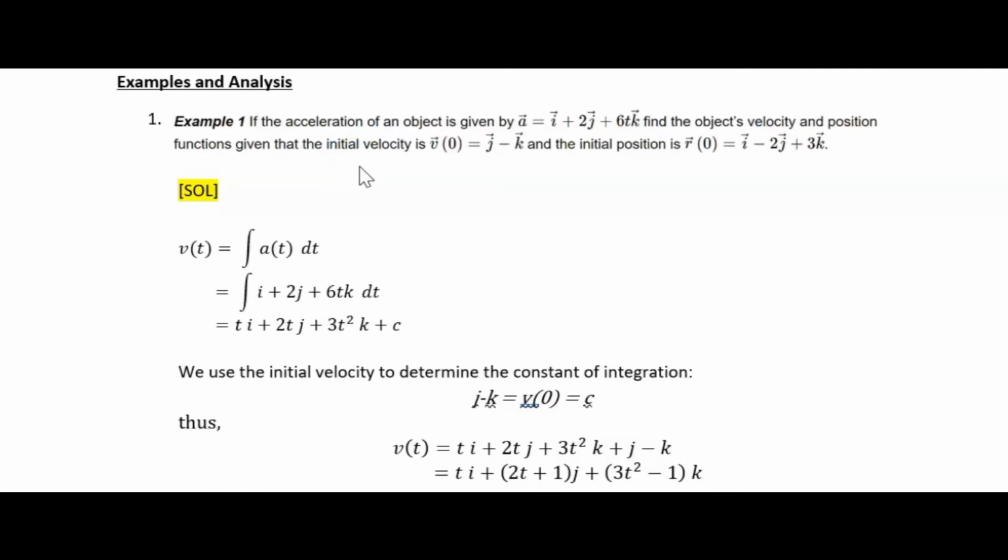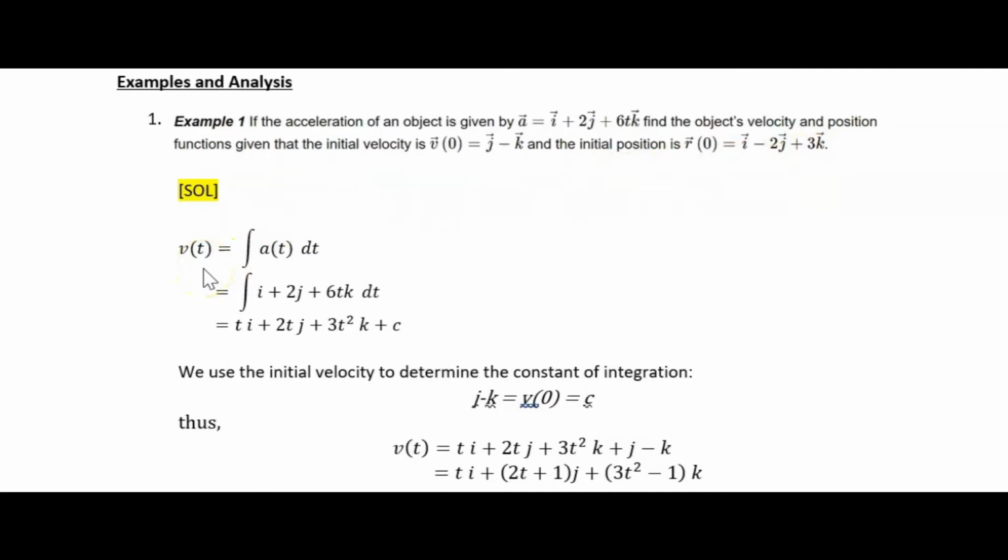Example 1. If the acceleration of an object is given by i + 2j + 6tk, find the object's velocity and position functions given that the initial velocity is j - k and the initial position is i - 2j + 3k. We'll first get to the velocity.